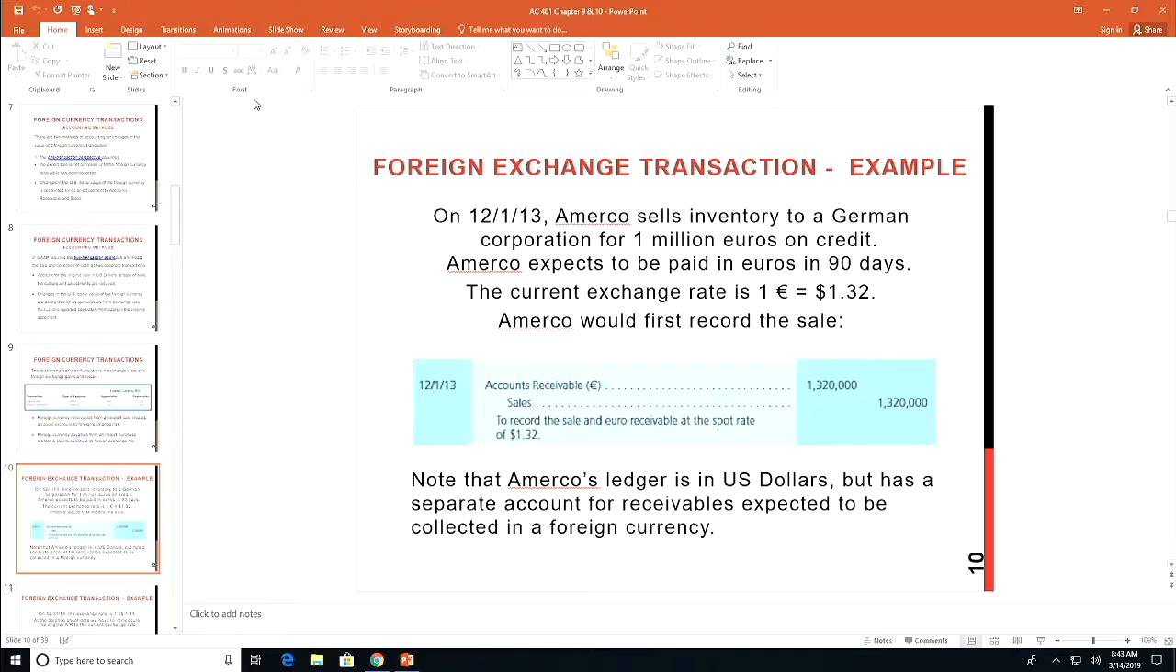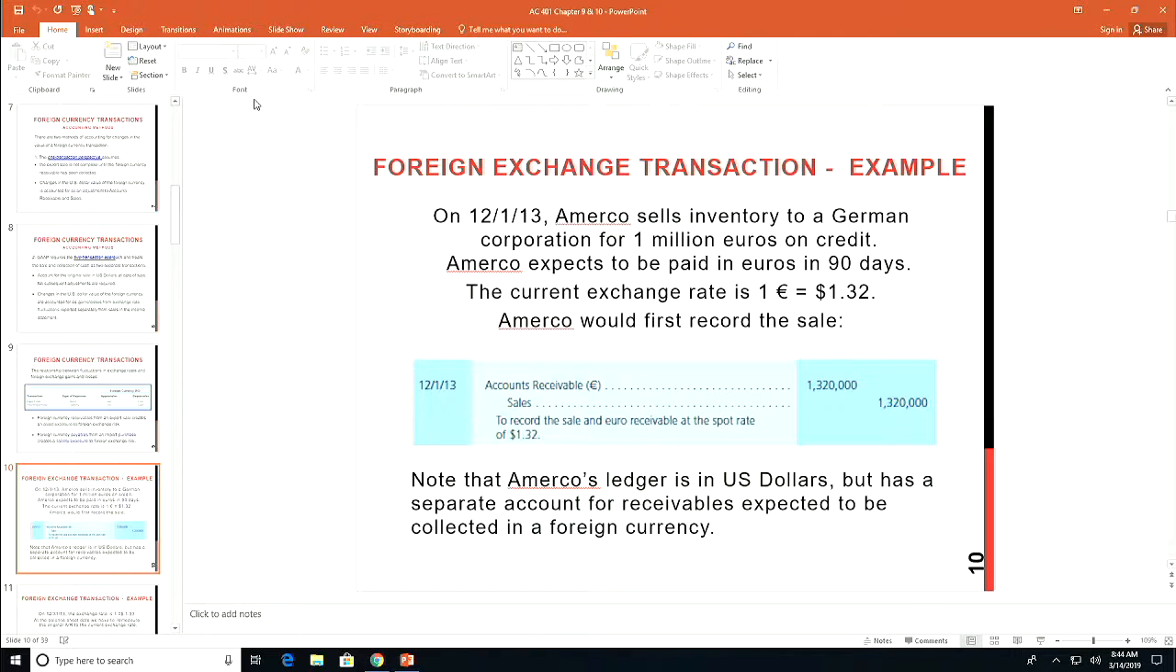So Americo actually shipped the goods, or sold it, on December 1st. So the actual sales must be recorded on this date. When you record it, you will debit accounts receivable and credit sales. This transaction is actually in euro, but you're going to record everything in dollars. So you know 1 euro equals $1.32, so 1 million euro means $1.32 million. So on December 1st, you're going to do this journal entry. Is it clear? Everything will be recorded in dollar value. I'll give you the exchange rate on that specific day.